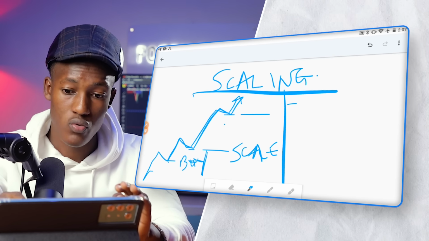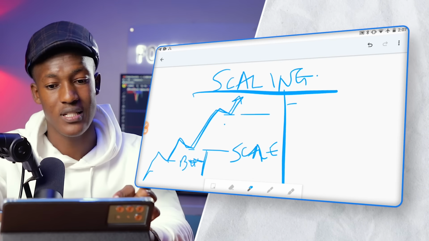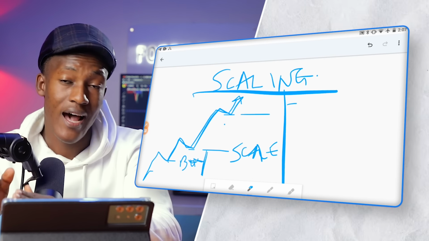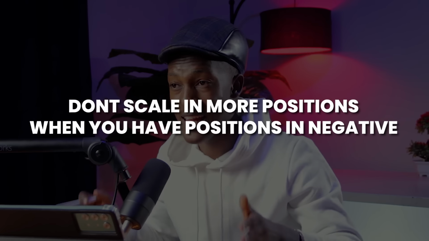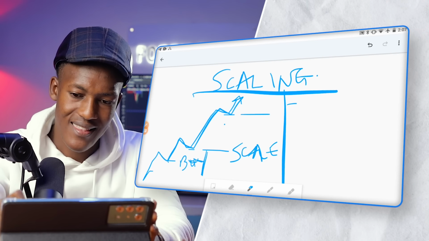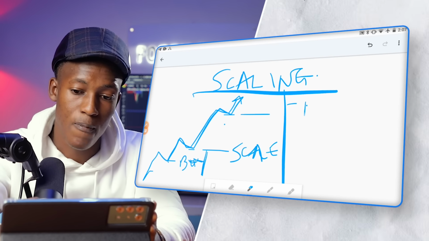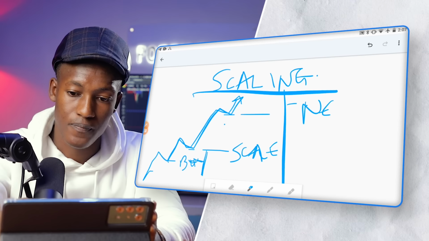Now, some key points to really mark out. Most importantly, when you are scaling in, you shouldn't do this when other trades are still in losses. Let's say your first trades that you opened are still running in losses. Don't scale in more positions. This is so important. So the first thing being, don't scale in more positions when the other trades are still in negatives.